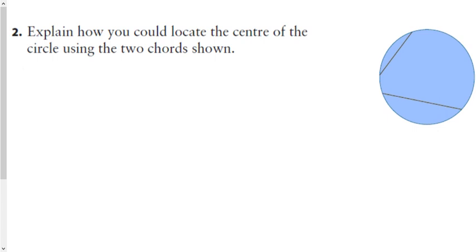Question 2 gives us a circle, and it has two chords drawn. This is the first chord, and this is the second chord. And it asks us, how could you locate the center of the circle using those two chords? Well, the answer is easy. If you locate the middle of both chords and draw a little point, and then draw a perpendicular bisector all the way through it.